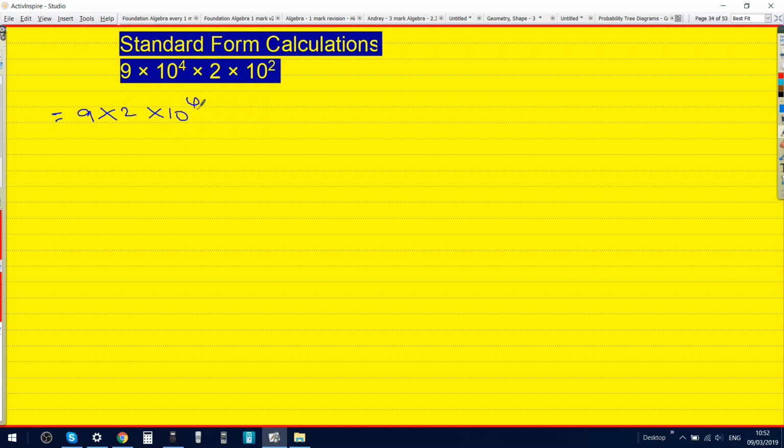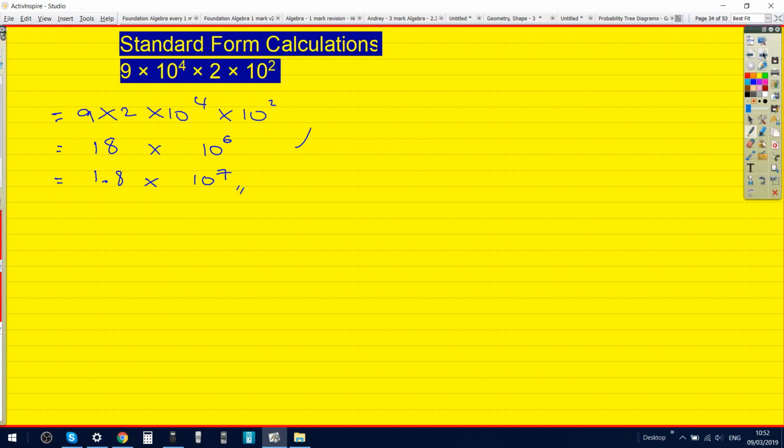That's right. Okay. And could you then convert it to do 18 times 10 to the 6? And what if they said give your answer in standard form? Would you do 1.8 times 10 to the power of 7? Yes, that's it.